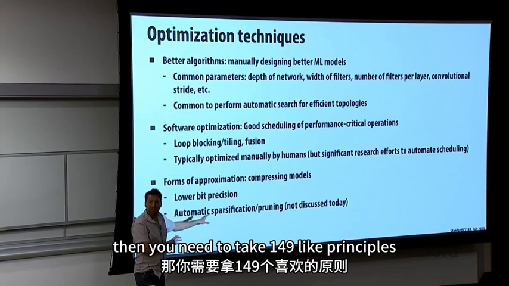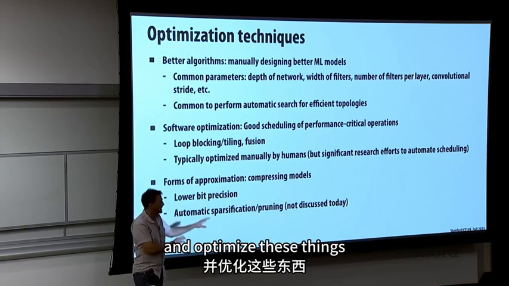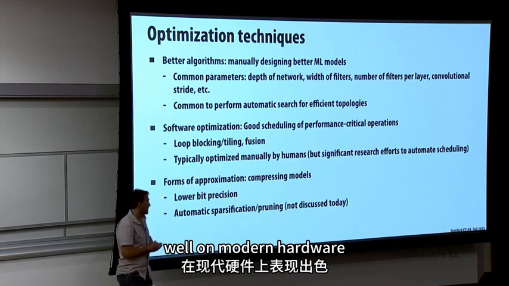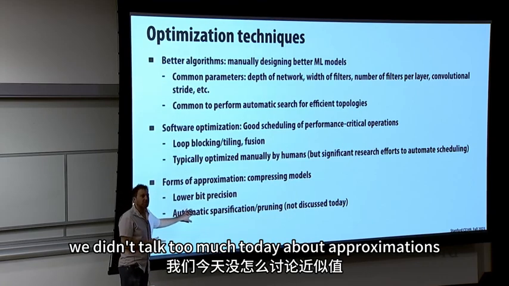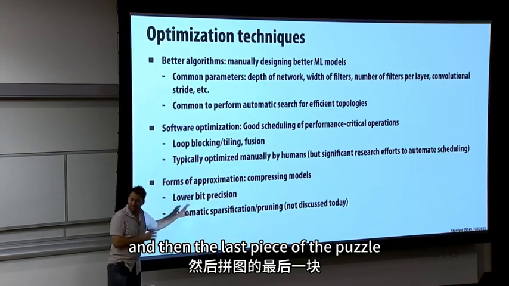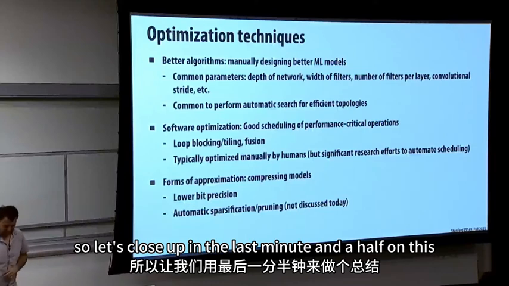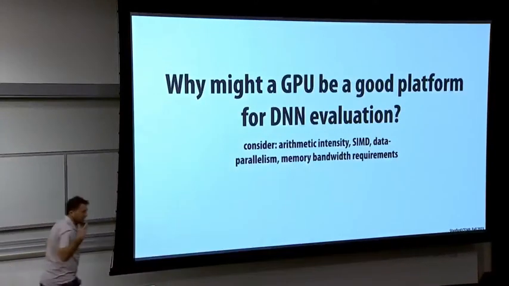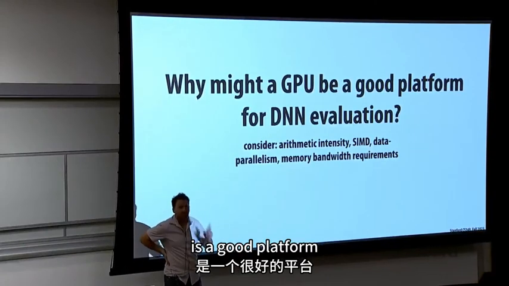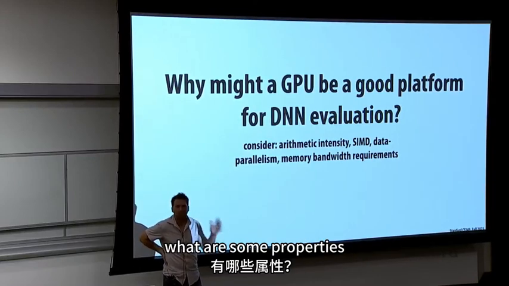Then you need to take 149-like principles and good compiler principles and optimize these things so that they run well on modern hardware. We didn't talk too much today about approximations like low precision and sparsity, but that's out there as well. And then the last piece of the puzzle is what hardware you run this thing on. So let's close up in the last minute and a half on this. Given what you know, why would we say that a GPU is a good platform to run these deep neural network computations on? What are some properties?